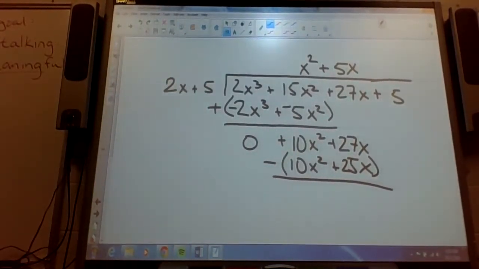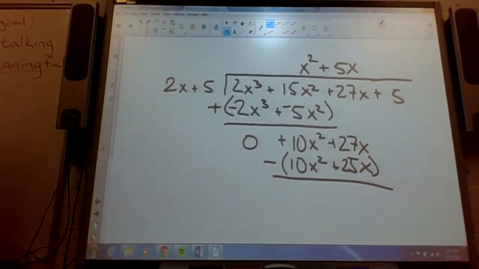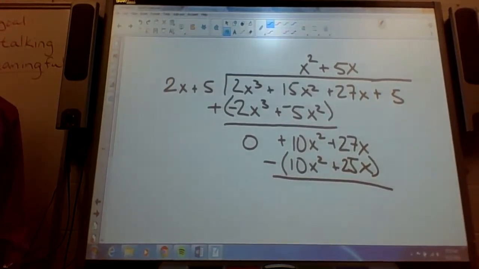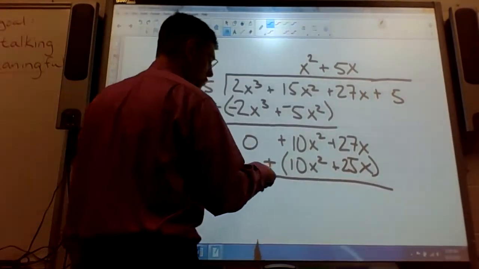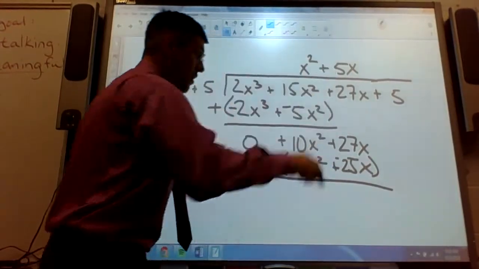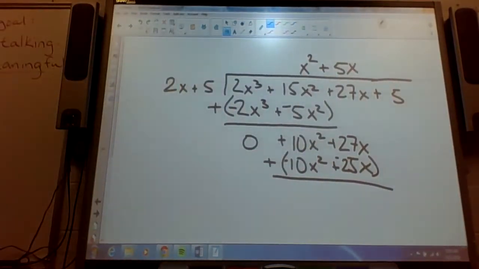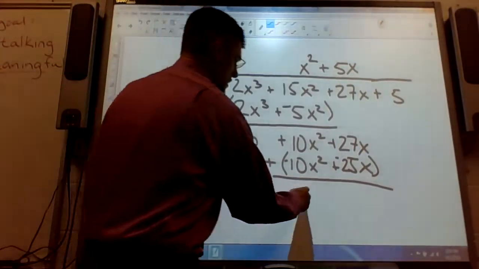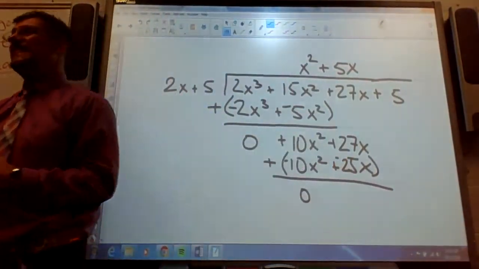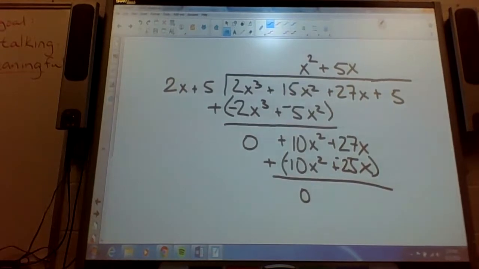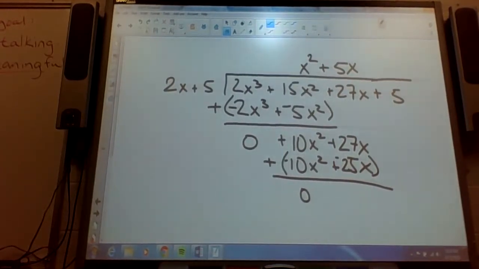So, what do I need to do here, Danica? Need to keep track of what? My negatives, right? And what's the Mrs. Driscoll method? Boom, boom, boom. So then, I've kept track of my negatives, right, Michaela? 10x squared minus 10x squared, Michaela? 0. 27x minus 25x gets me what, Andrew?